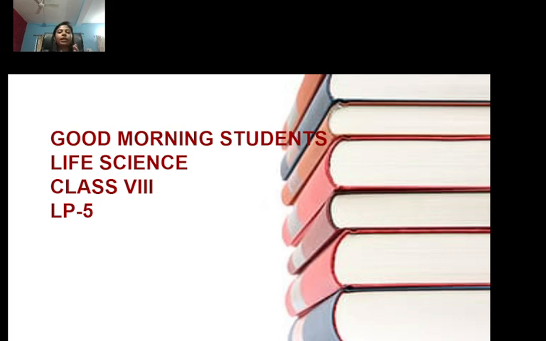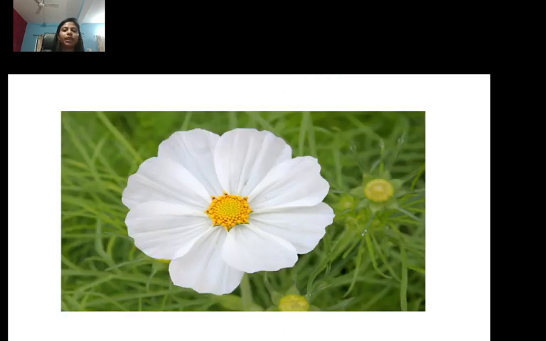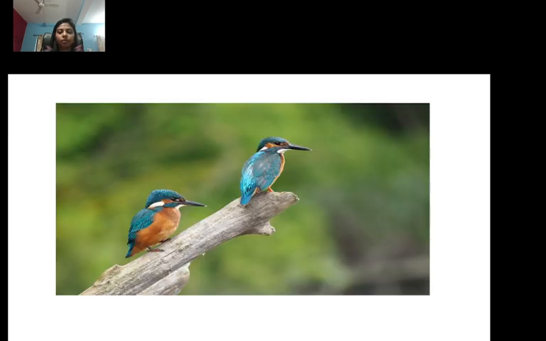Good. Yes, to protect flora and fauna, right? Yes, to protect animals and plants. To protect plants and animals, right? Yes. Good. Now tell me, what can you see in this image? Yes. Good. Plant. That means flower. Yes. This one is an animal. I mean to say, bird.